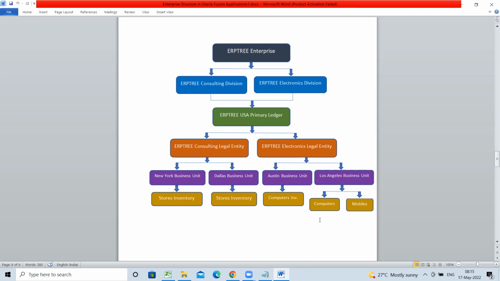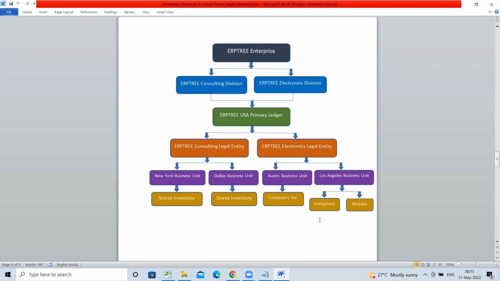We discussed about other points. What is enterprise? What is the primary ledger, legal entity, business unit, and the inventory organizations. The new point within the enterprise structure is division. What does it mean by division? Here you can see, I took division as a specific business.